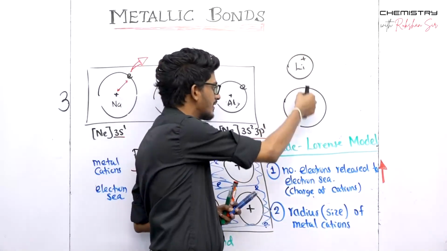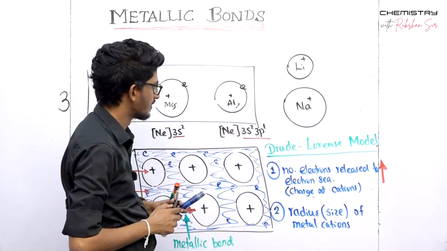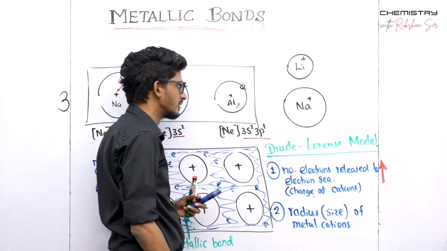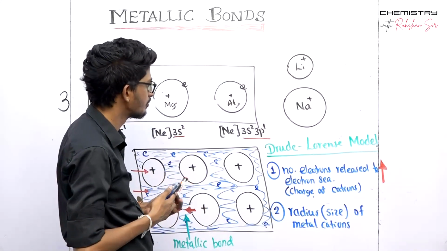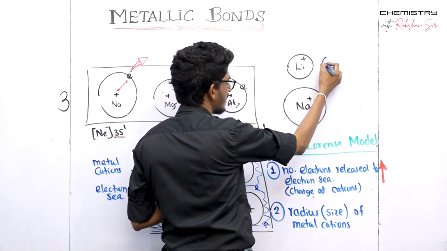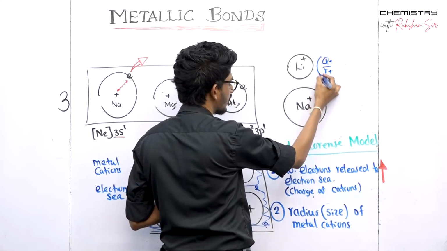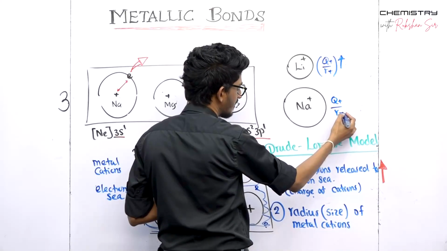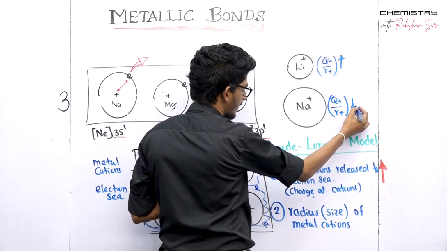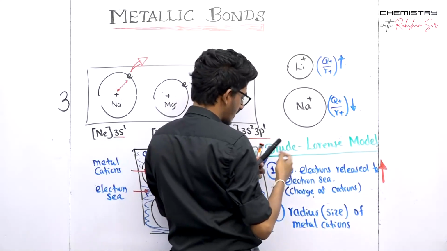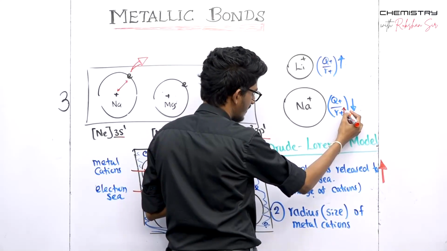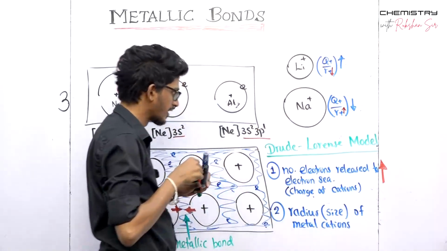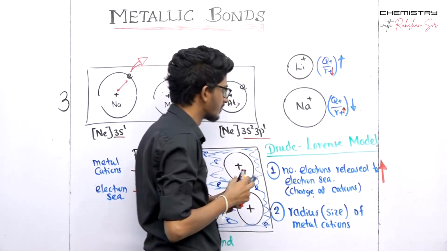So when the size is larger, one can say the charge density or the charge strength is smaller. With Li+, the Q over R, or the charge density, is high, and for Na+ the charge density is low. So charge density will be low when R is high. When R is low, this ratio will be high. Charge density means the charge strength.